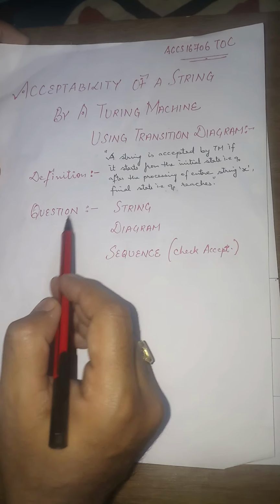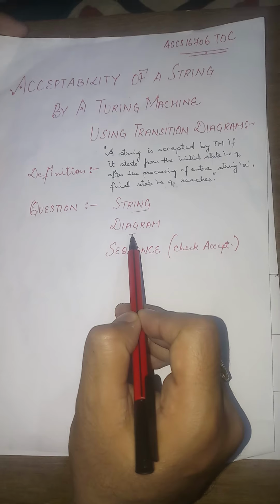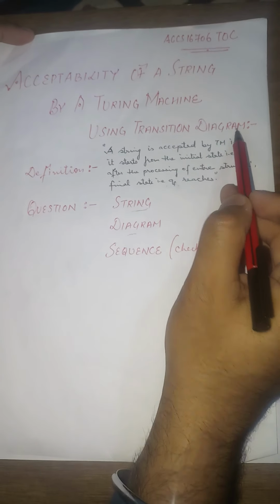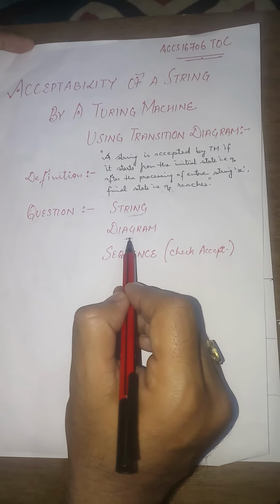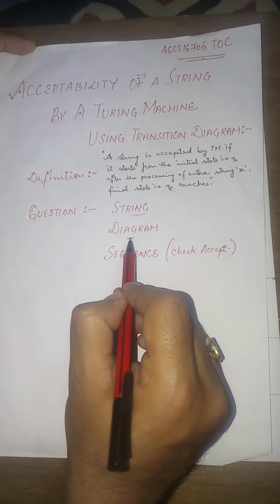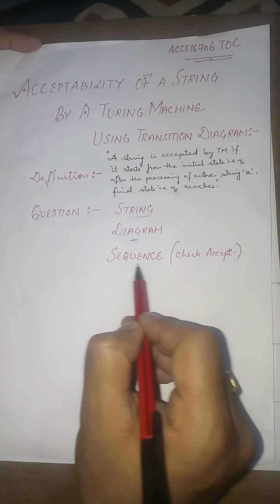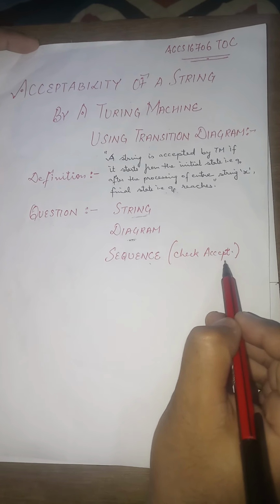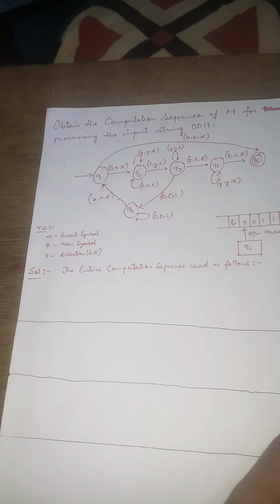So in a question, a string will be given to you. Number two, a diagram, because we are talking about transition diagram. In this case all the moves have been defined in the form of a transition diagram. Next, you will be asked to obtain the sequence which will let you know whether the string is accepted or not. So let's proceed toward the first example.